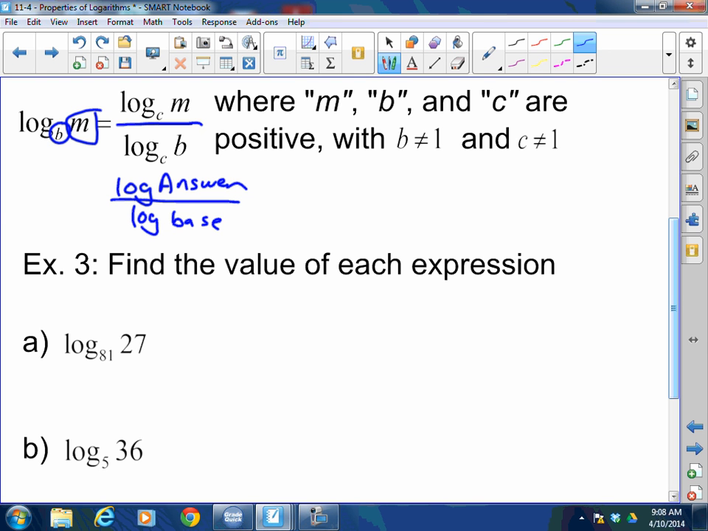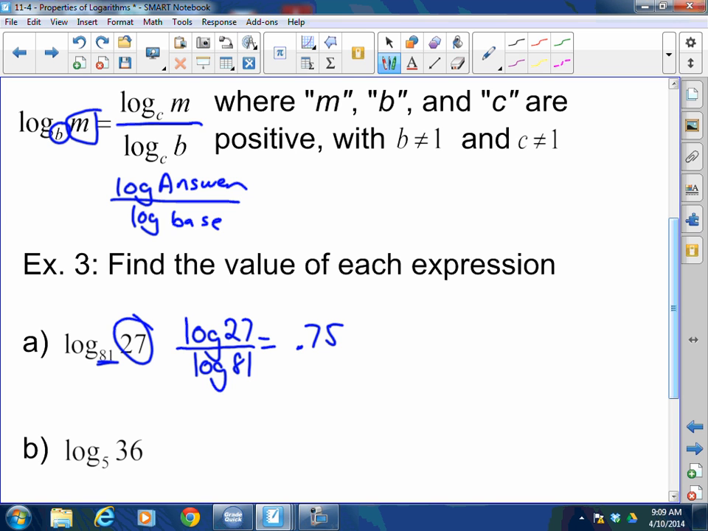What is this man talking about? What's my answer here for A? 27, right? That's my answer, right? And my 81 is the base, right? So to find this, it's log 27 over log of 81. Go ahead and put that in the calculator, guys. What do you get? 0.75. Did everyone get that? Did everyone see that? Yes, sir.